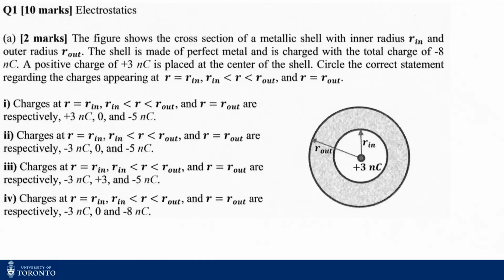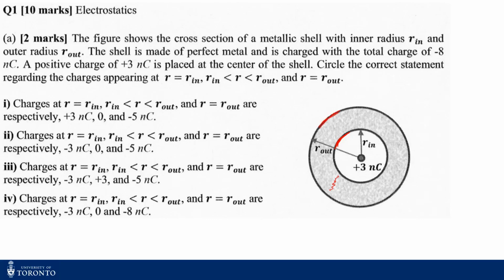Here in this question, we see that there is a metallic shell, and inside the metallic shell there is a hollow region, and at the center there is a plus 3 nanocoulomb charge placed. Now you have to find out the amount of charge that's at the inner surface, that's in this region, and within the shell, that's like in this region, and the outer surface, which is like in this region, right?